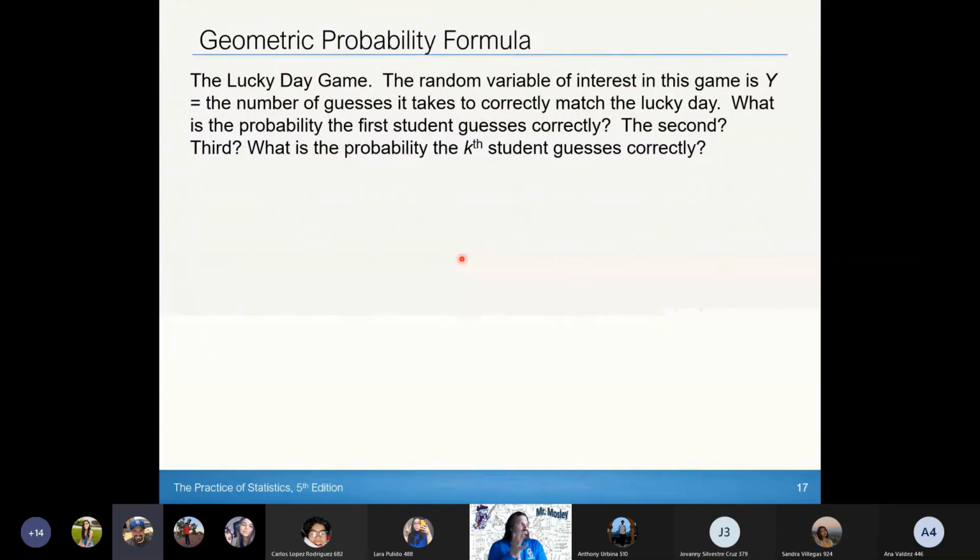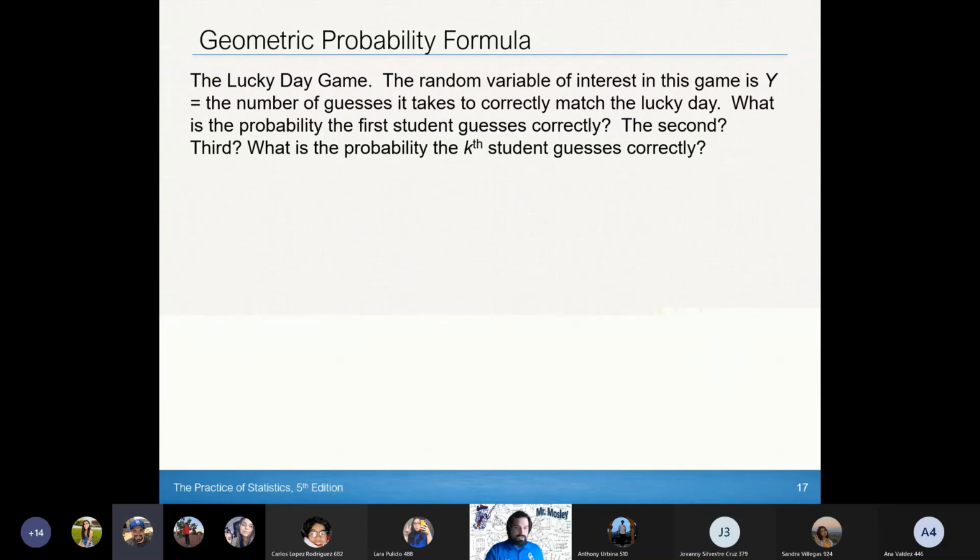So here's an example. We have the lucky day game. The context of this is that a teacher will typically give 10 homework problems. As an alternative, the class can agree to play the lucky day game. The way this works is that a student is selected at random from the class and asked to pick a day of the week. Then the teacher uses technology to randomly choose a day of the week as the lucky day. If the student picks the correct day, the class will have only one homework problem.